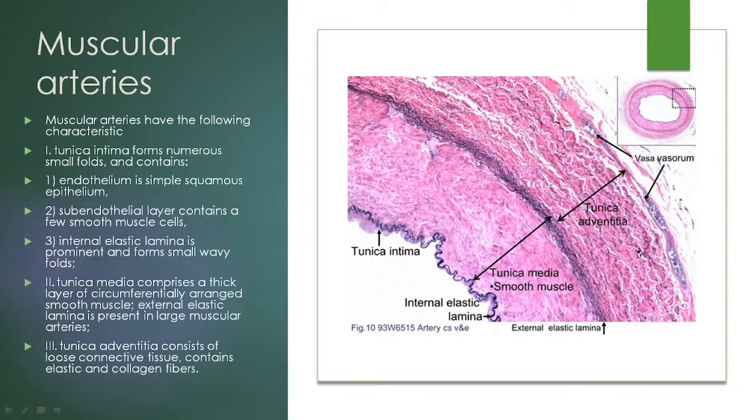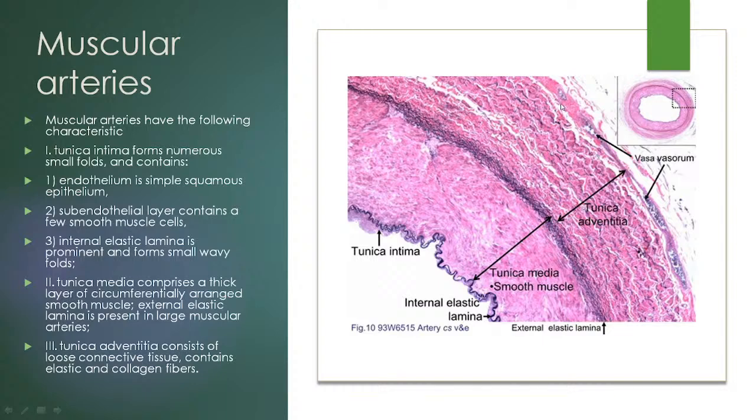Tunica media. Look, this tunica is very thick. Tunica media comprises a thick layer of circularly arranged smooth muscle. External elastic lamina is present in large muscular arteries.